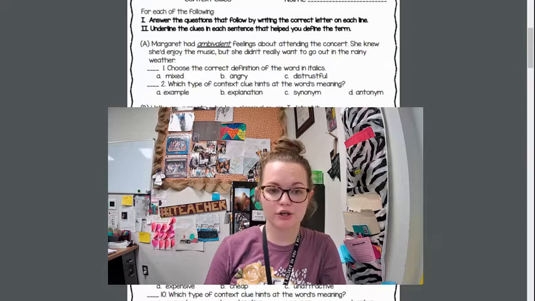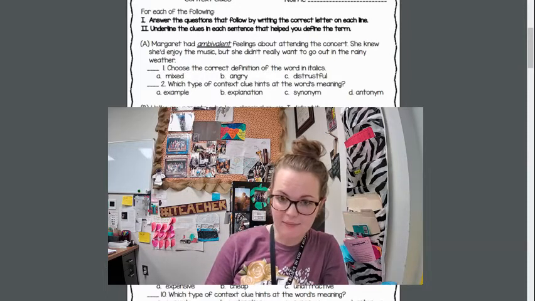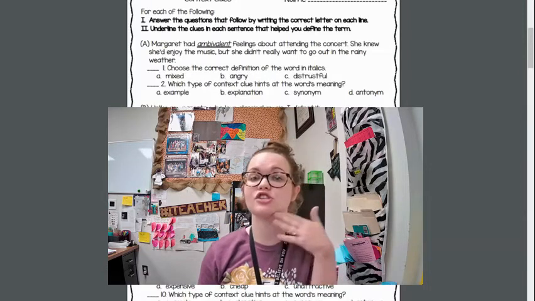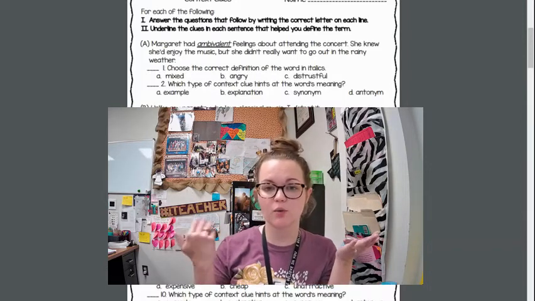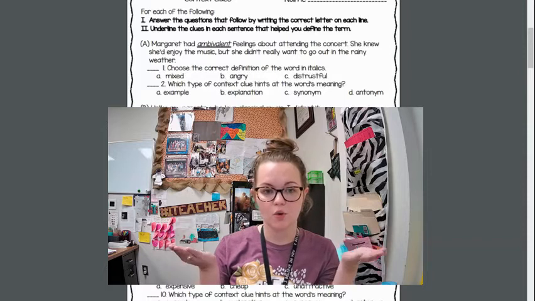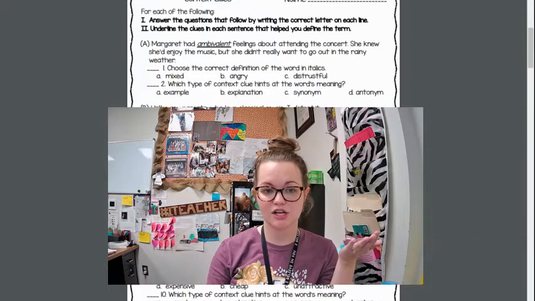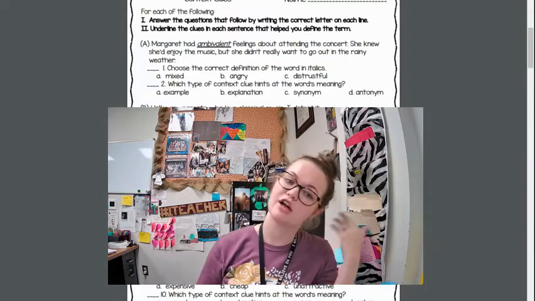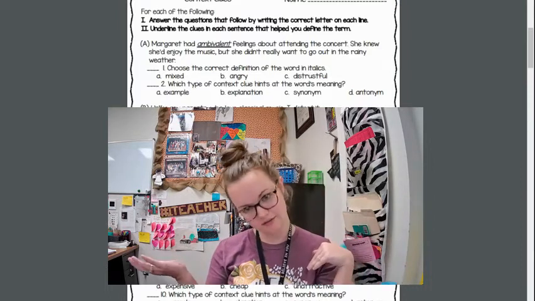Okay, I'm looking for clues. It says ambivalent. She has ambivalent feelings about attending the concert. She knew she'd enjoy the music, but she didn't really want to go out in the rainy weather. What makes the most sense? Does she have mixed feelings? She knows she'll enjoy the music, but she doesn't want to go out in the rain.